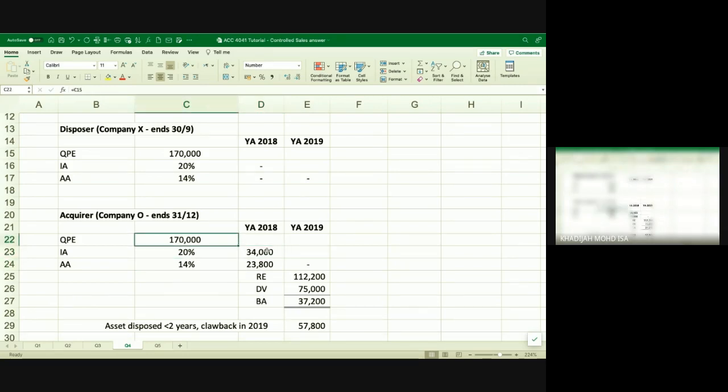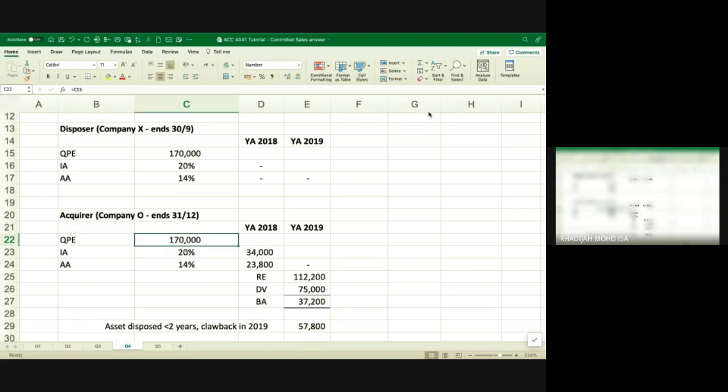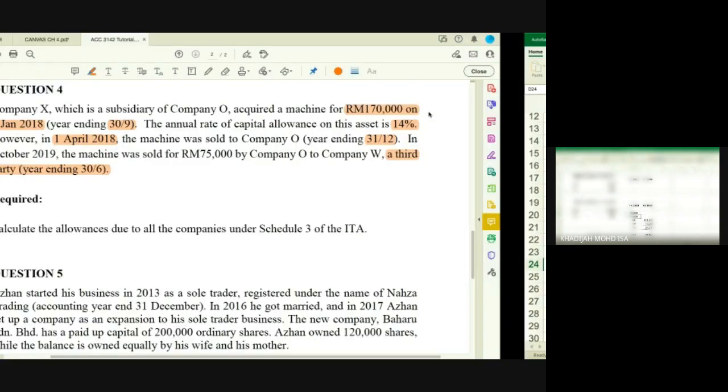But in this case, the QPE, how much actually is being paid? Company sold to O, how much? The machine was sold by company X for 170. It was not mentioned how much it was sold to O by X, isn't it? But it doesn't matter because the consideration under a controlled transfer is disregarded. So you're going to use 170,000. No matter how much is paid by the acquirer, it doesn't matter. You're going to use the QPE incurred by company X. So in this case, the acquirer, company O, will claim 20% and 40% on the asset, right?